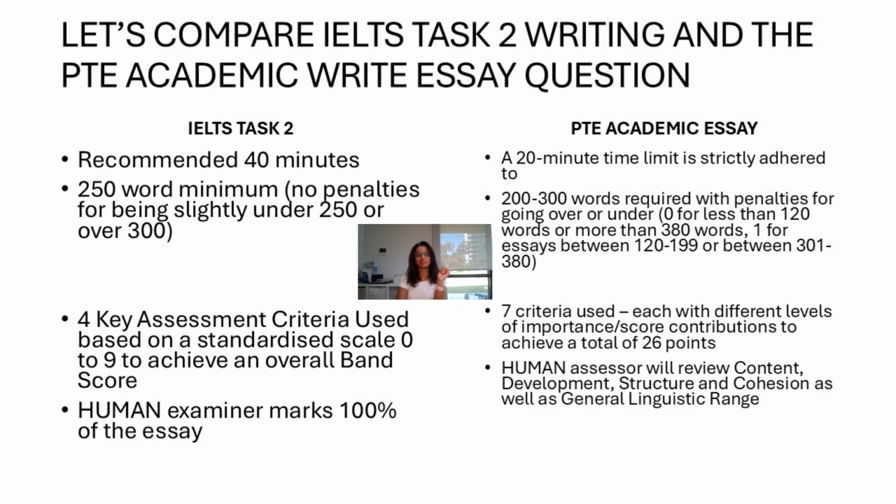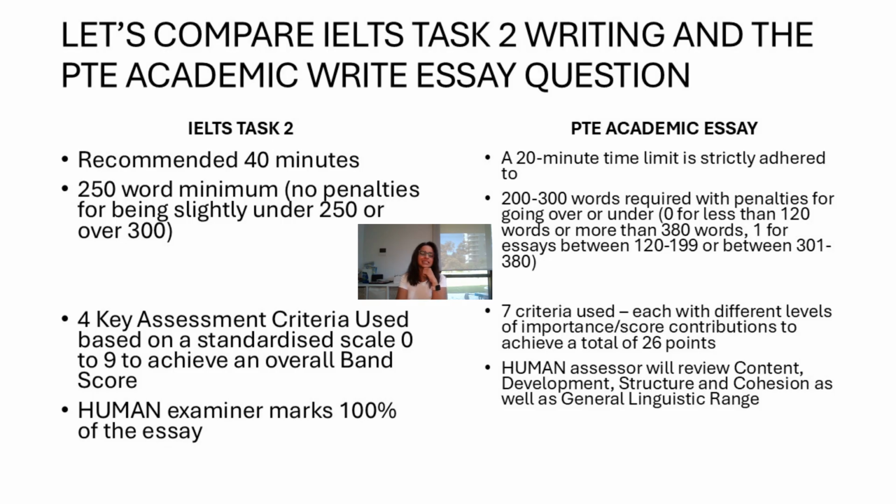PTE Academic, those folks at Pearson said, you know what? We're going to compete with that and we're going to write. Now, we're going to use 7 criteria, each of them with different levels of importance and score contributions to achieve a total score of 26 points. Again, they want you to put out an IELTS level essay in half the time that IELTS recommends to put out an essay. I don't know.